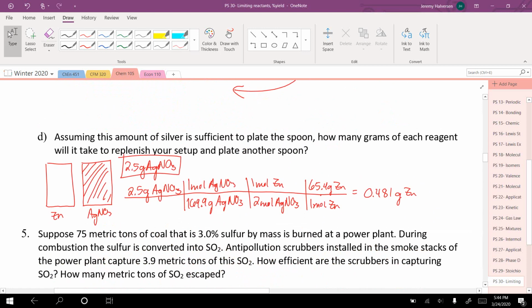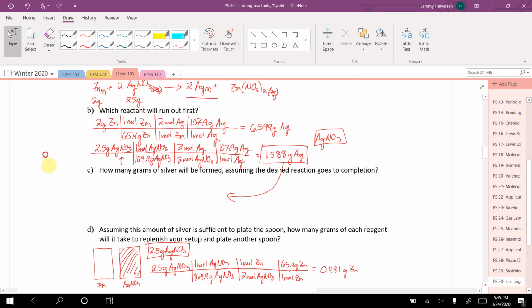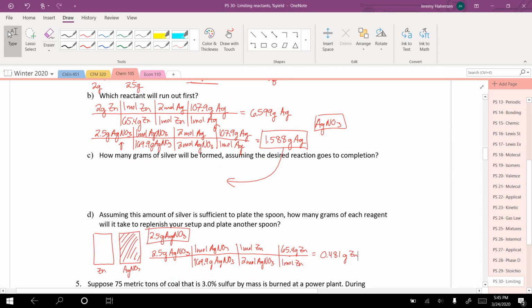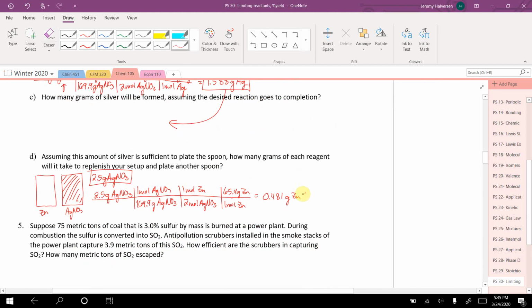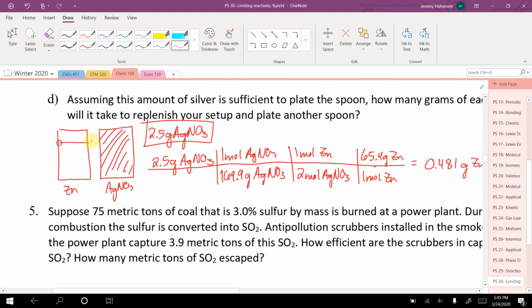All right, so I've taken my silver nitrate, one of my reactants, and I converted it to zinc, which is the other reactant. Now my limiting reactant defines the reaction. So AgNO3, that 2.5 grams, defines how much products I make and how much of the reactants I use. So take that 2.5 grams, I convert it to zinc, and that tells me that I used 0.481 grams of zinc. Well, how much did I start with? I started with 2. So 0.481, that's like a little less than a quarter.